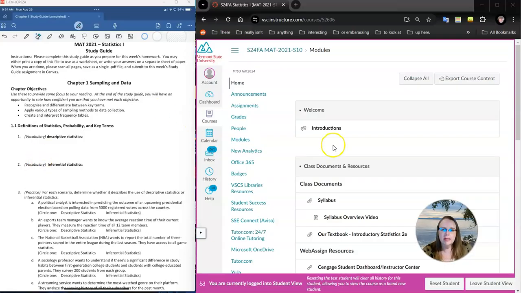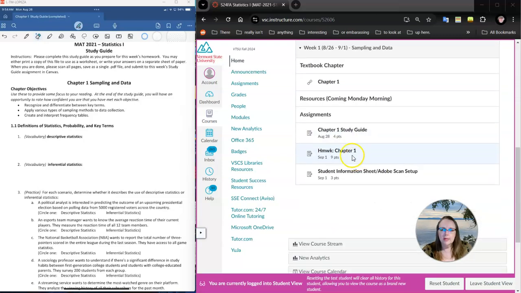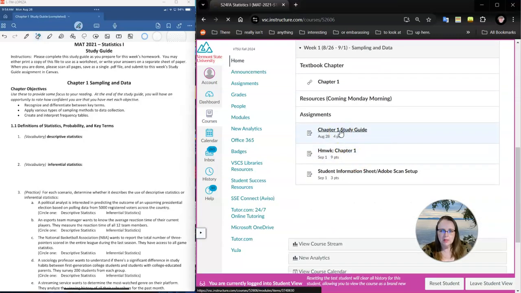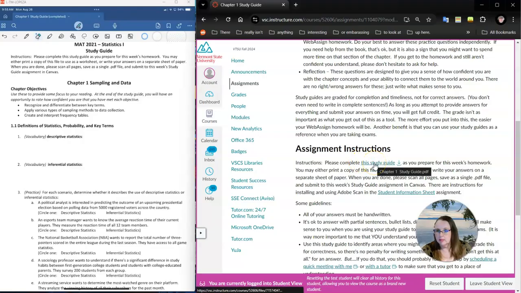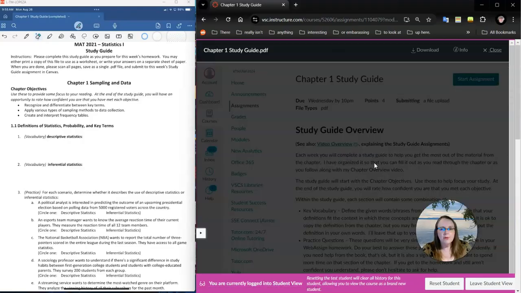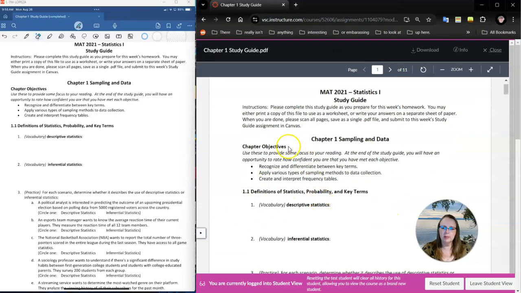So we'll start in our Canvas course and let's go to the study guide assignment. If you click on the study guide assignment and you scroll down, there will be the study guide. So you have a few options at this point. You can print out a copy of the study guide so that you can write directly on it, or you can have it up on your screen somewhere so that you are able to look at what the questions are so that you can write them down on a separate sheet of paper.